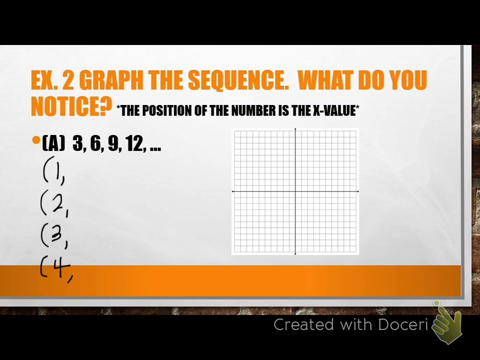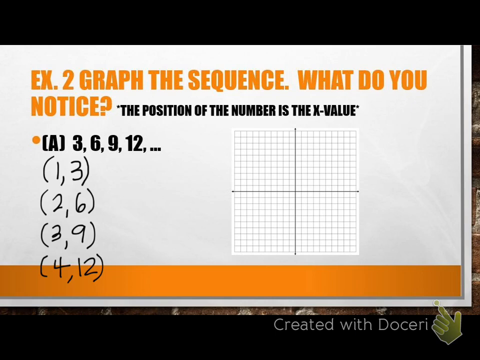So what number was in the first position? 3. So my first y value is 3. So my ordered pair is (1, 3). What number is in the second position? 6. So my second y value is 6, and that completes my second ordered pair. What number is in the third position? 9, and that completes my third ordered pair. And then what number is in the fourth position? So my fourth y value is 12, and that gives me 4 ordered pairs.